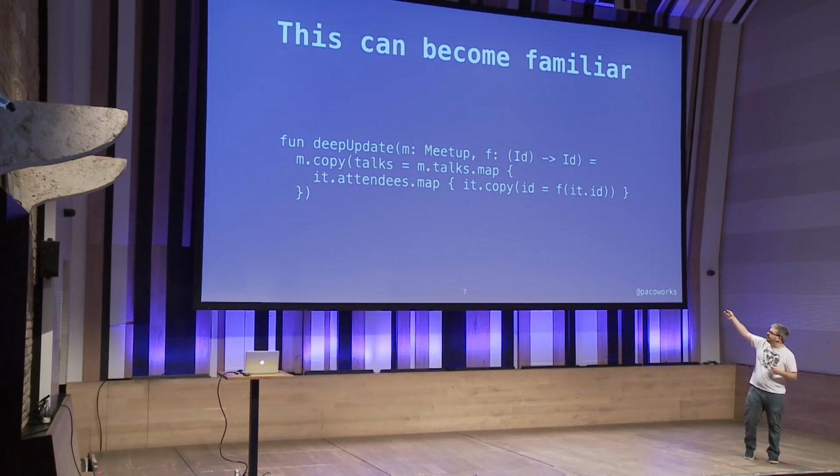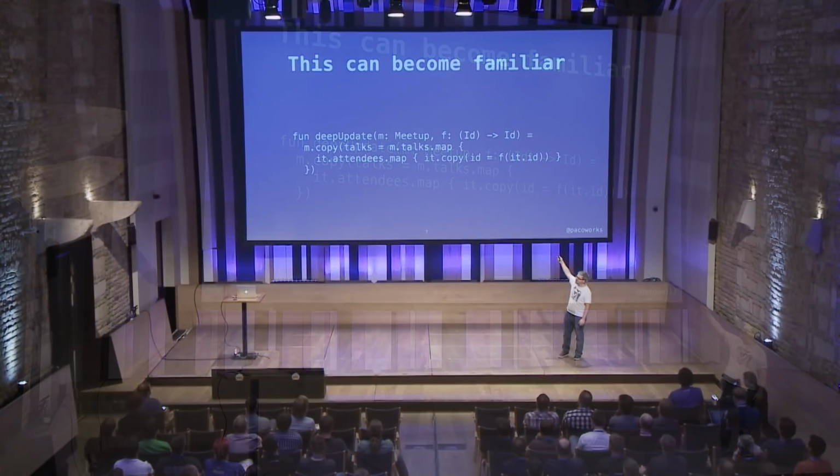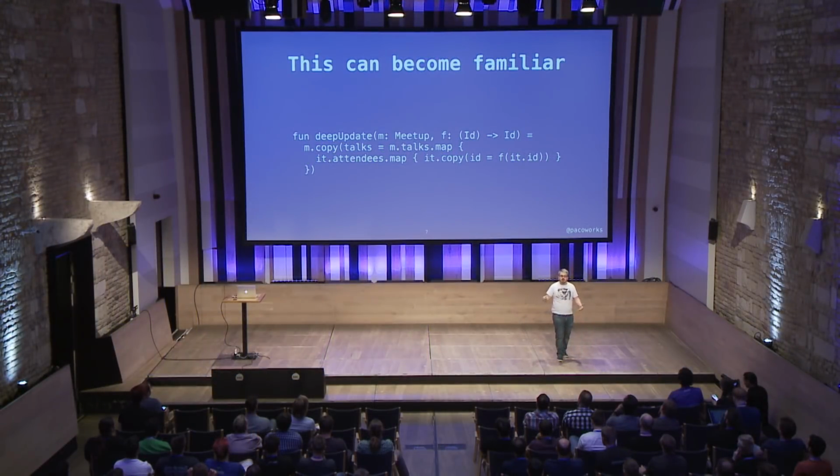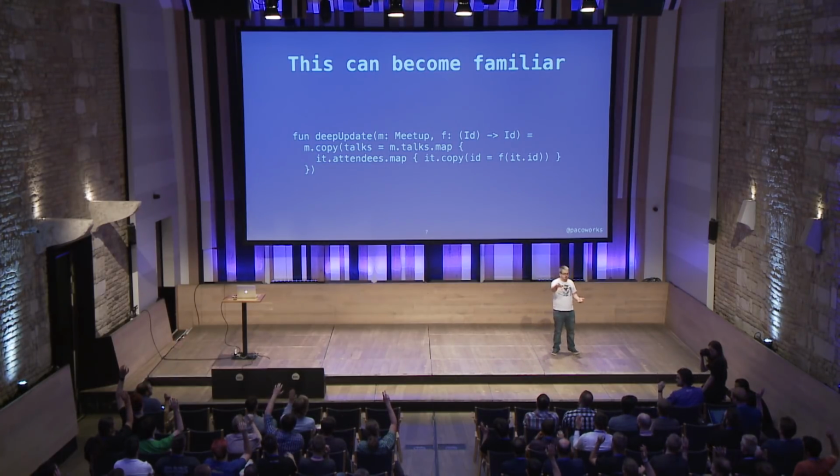So we're going to have the meetup, we're going to copy it, and actually we're going to map the list of talks. And then for each one of the elements of the talks, we're going to map the list of attendees. And for every attendee, we're going to copy it, and we're going to update it using a function. How many people in the room would feel familiar with writing code like this right now in Kotlin? Exactly. Roughly half of it.